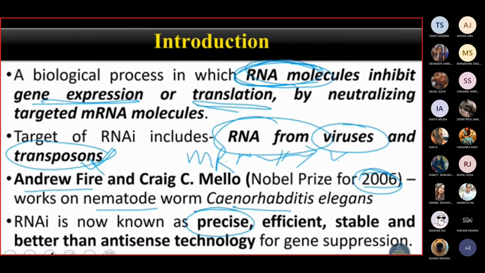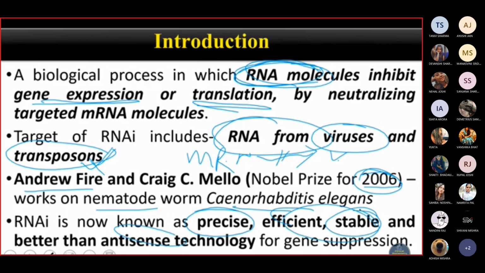So that is precise, efficient, stable, and it is better than another technique that is called antisense RNA. You have to remember this. This technique is more precise because of complementary binding; it binds to form a hybrid, a double-stranded structure. So it is stable also. That's why this is better technology than the other technology. Okay.